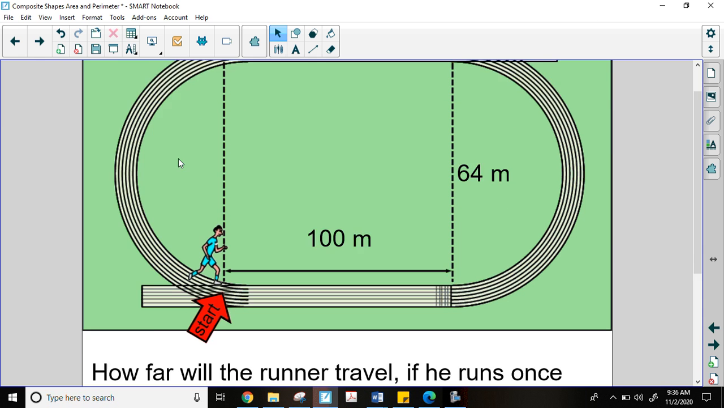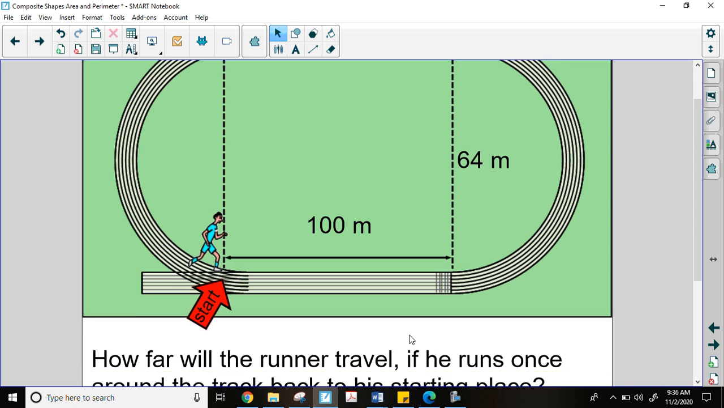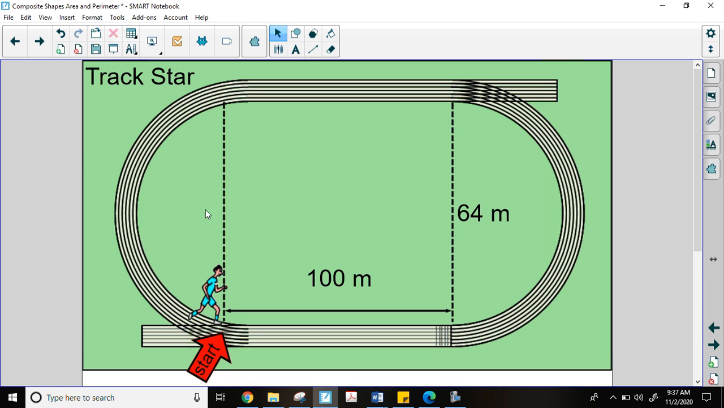All right, next question. We've got a little runner. They're going to go around a track because they're a track and field star, which I never was, so life goals. How far will the runner travel if he runs once around the track back to the starting position? So we're looking for distance around the track. We are finding perimeter. This is not an area question.